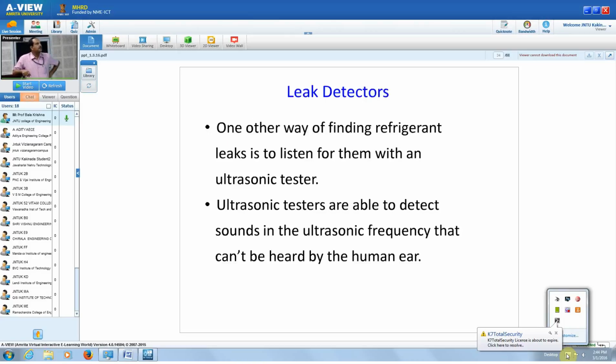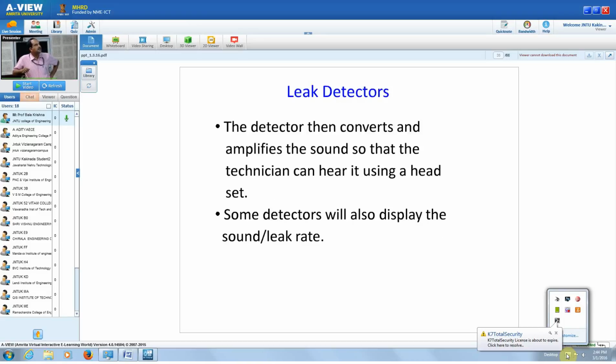Next. One other way of finding refrigerant leaks is with an ultrasonic tester. Ultrasonic testers are able to detect sounds in the ultrasonic frequency that cannot be heard by the human ear. So you can't listen. Next. The detector then converts and amplifies the sound so that the technician can hear it using a headset. Some detectors will also display the sound level.